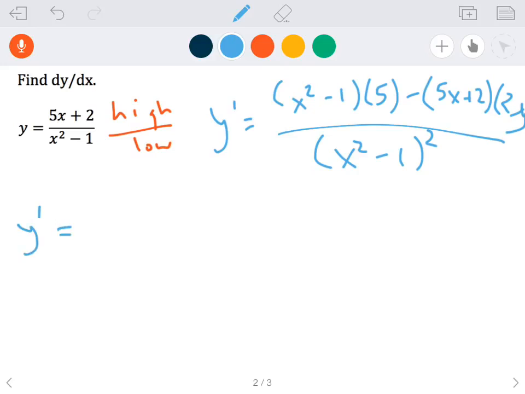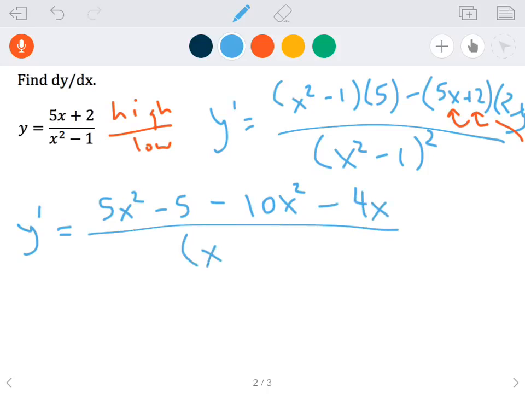So I can start distributing things on the numerator. I can probably combine some terms. So if I distribute the 5, I've got 5x squared minus 5. And then over here, distributing this 2x to these two terms, I'll have minus 10x squared and then minus 4x. All of that is still over x squared minus 1 squared. This is almost always how you'll see the denominator. They will rarely FOIL that out or do anything extra there.